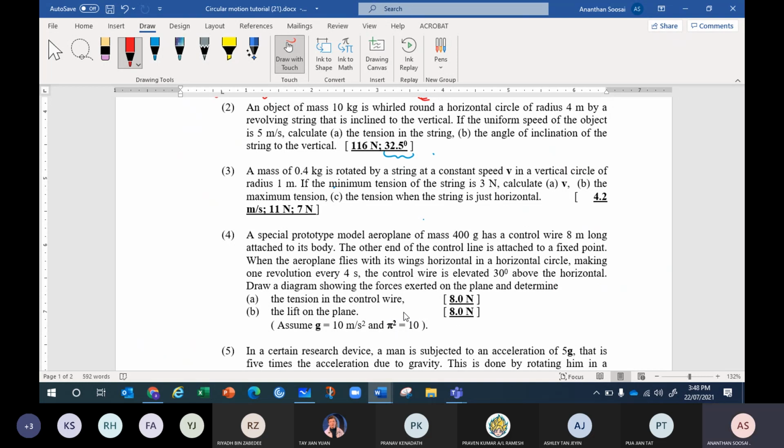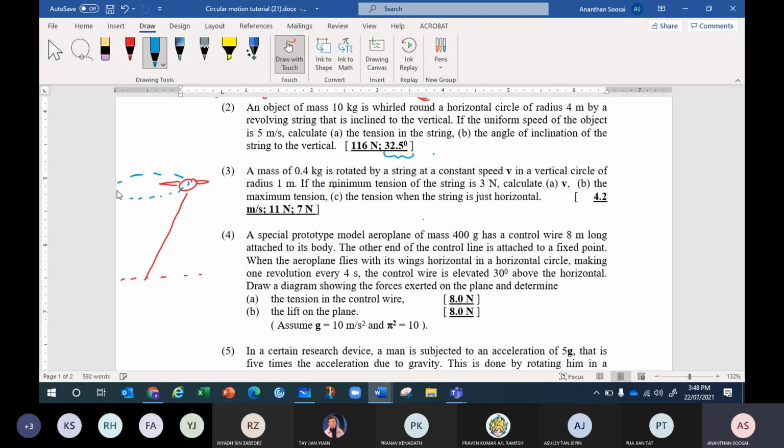Okay, lift on the plane. Imagine a plane tied to the ground by a string. The wing is horizontal in the air. This is the ground. The plane makes a horizontal circular path in the air.